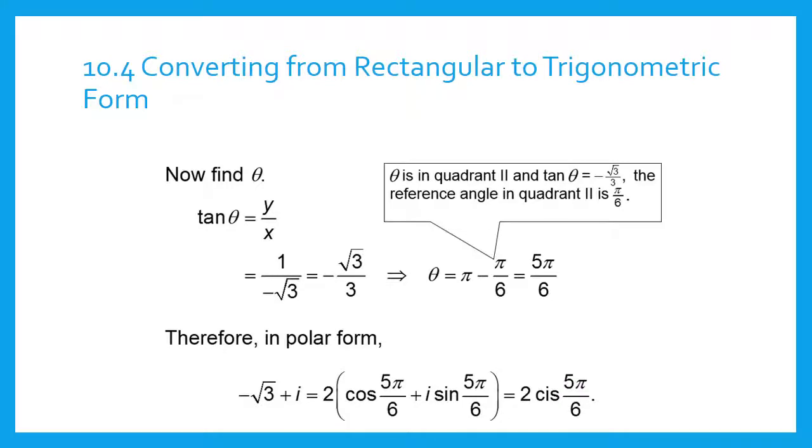Now we're going to find theta by doing y over x. y was 1, x is negative square root of 3, so we have negative square root of 3 over 3. Well, the angle that has a tangent of negative square root of 3 over 3 is pi over 6, and moving that into the appropriate quadrant gives us 5 pi over 6. So in polar form, negative square root of 3 plus i is 2 times the cosine of 5 pi over 6 plus i sine of 5 pi over 6, or 2 cis 5 pi over 6.